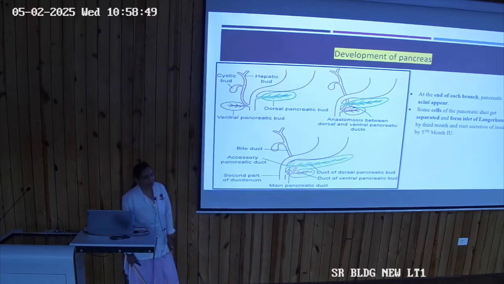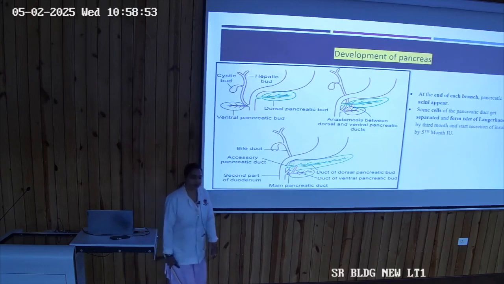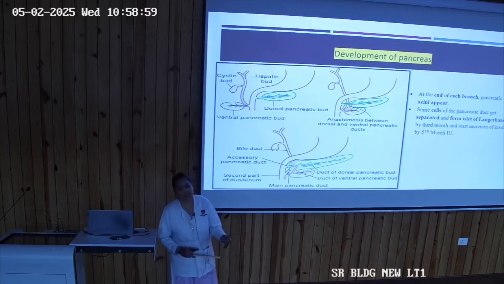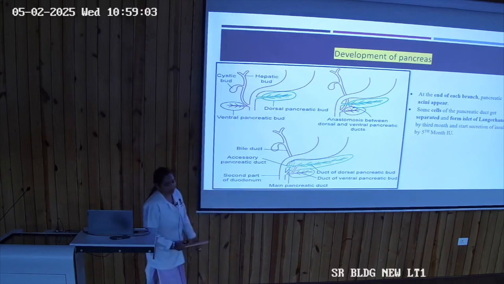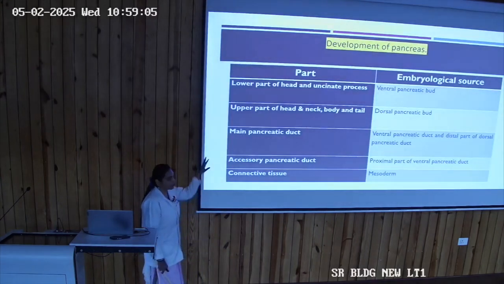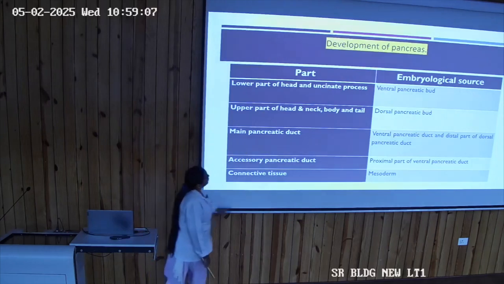Okay. So basically, the cells here are derived from the endoderm, the exocrine and endocrine parts, and the connective tissue and septa are derived from the mesoderm. And this is a retroperitoneal organ. It is present behind. So these are the embryological sources of the pancreas.